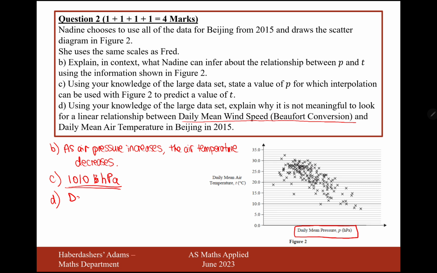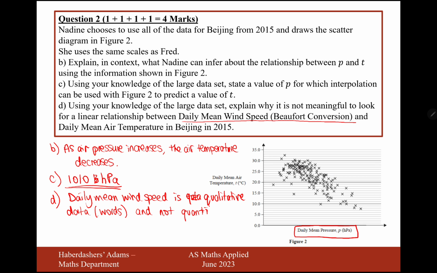So daily mean wind speed is qualitative data. Spell that correctly. Qualitative data. Apologies if I still spelled that wrong. Is qualitative data, brackets words, and not quantitative. Fingers crossed I've spelled both of those right. Lovely, so there we are.